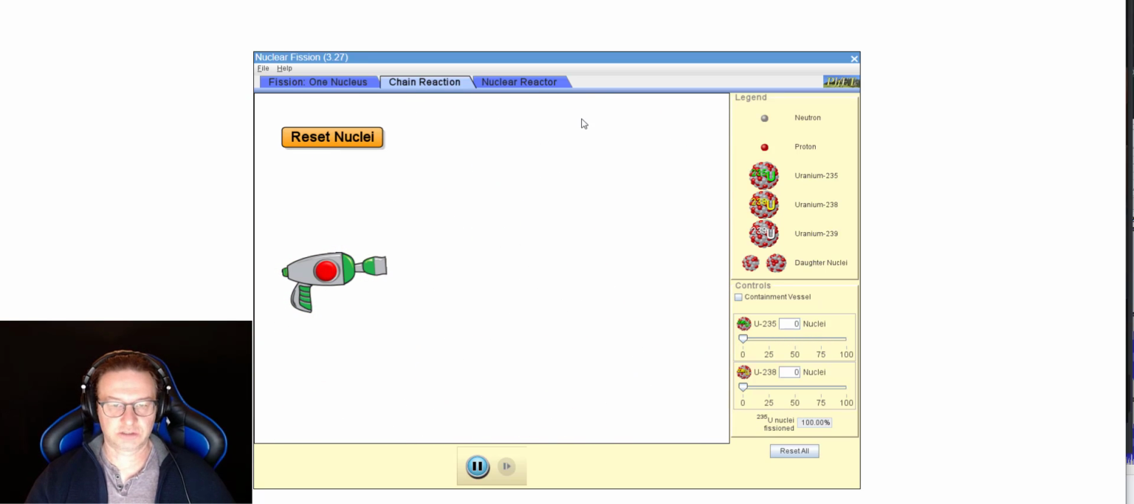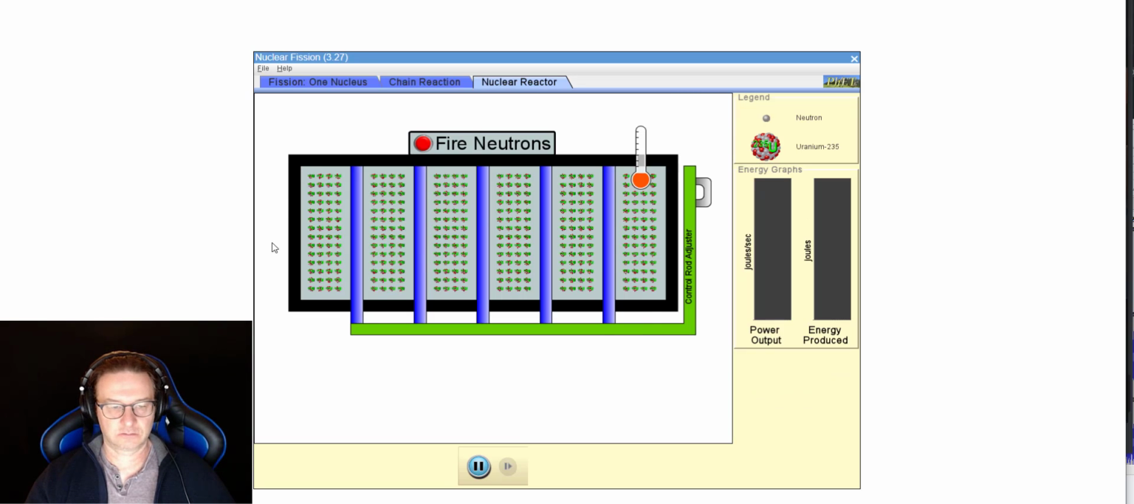The final portion asks you to go to the nuclear reactor tab. So we have the reactor here filled with uranium-235. As we saw on the previous tab, if you hit a uranium-235 atom with a neutron, it breaks apart and releases more neutrons along with some other things and some energy. And if you have a lot of uranium-235 together, when one breaks apart, the neutrons from that nucleus hit the next nucleus and break that apart, which releases more neutrons, and you can get an uncontrolled chain reaction.